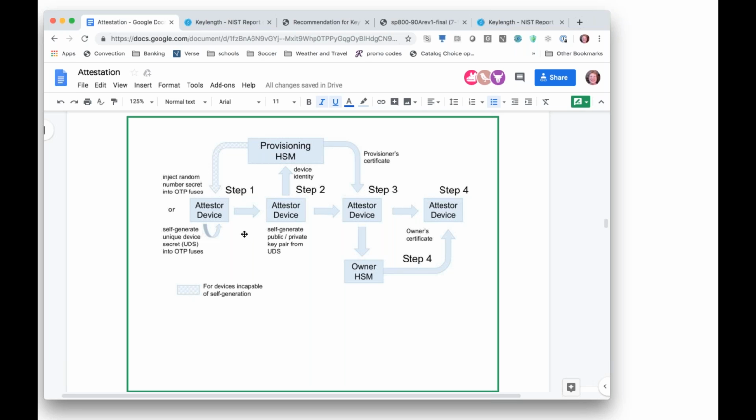Okay, so once we have this unique device secret, then we can generate a public-private key pair. We're missing another step in here. This is the identity key pair, which then goes to the provisioning CA, who issues a certificate for that identity key pair. Then that goes back into the device, and the device ends up getting owned, and an owner's certificate is put into the device at the end. I'm missing the step that talks about the attestation key pair, which needs to be in here, because there's another step that's not shown.